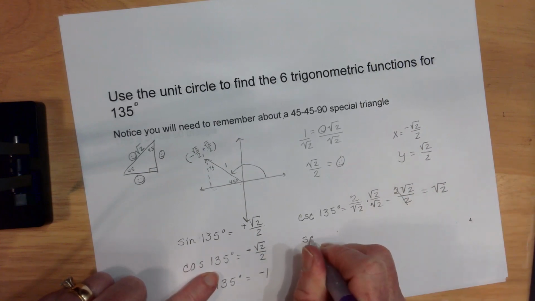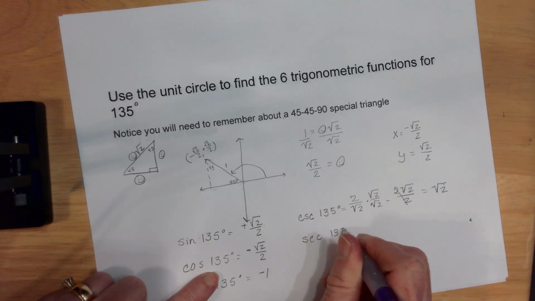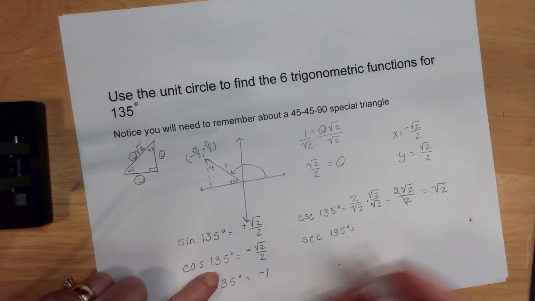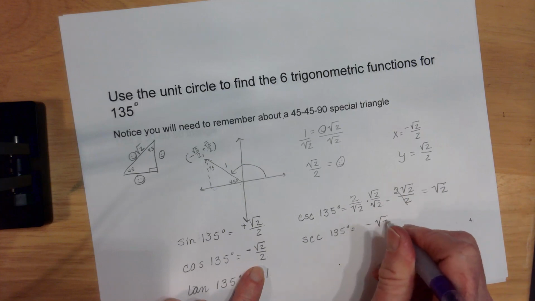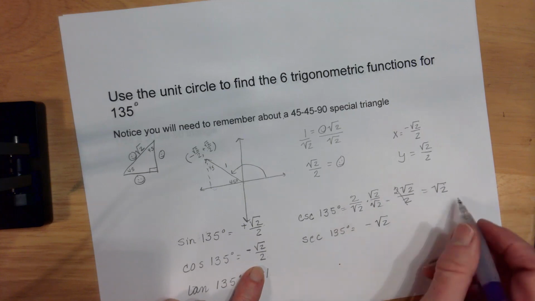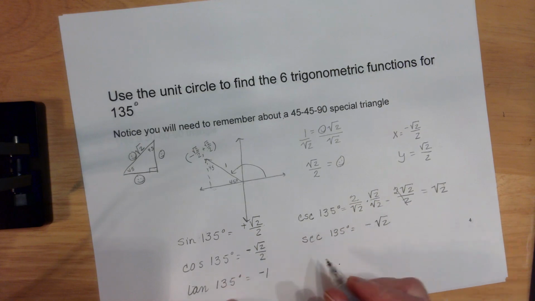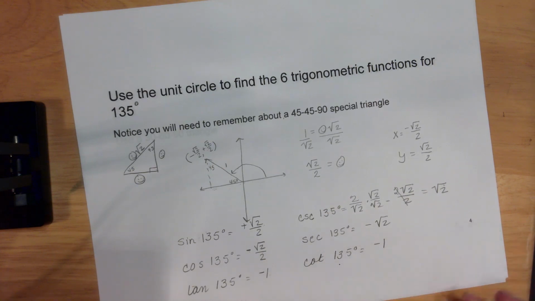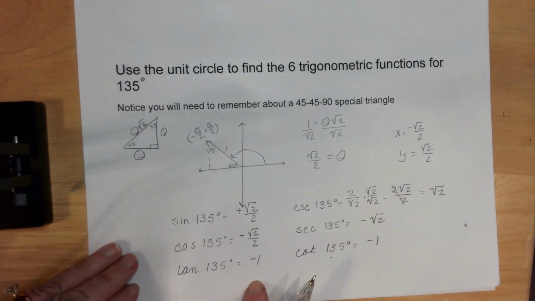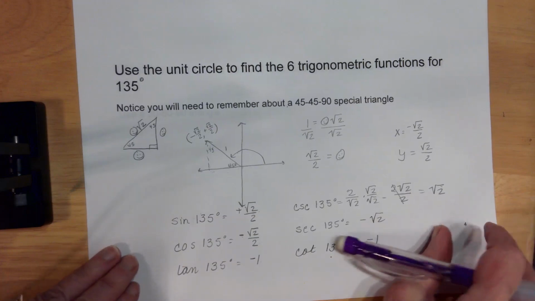My secant is going to be the inverse of this, which obviously is going to be a negative square root of 2, because you're going to go through that whole thing again, but I have a negative on it. And my cotangent of 135 is going to be a negative 1, because it's negative 1 over 1, which when I flip it, I get the same thing.